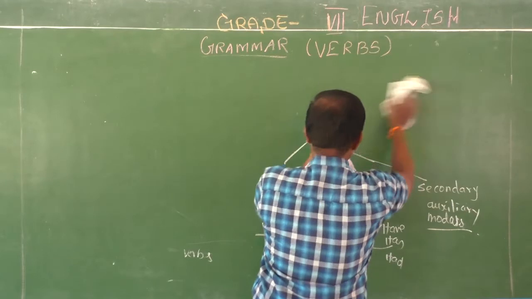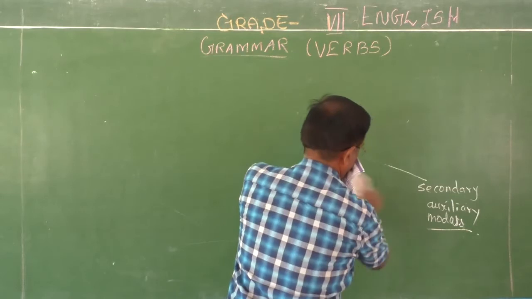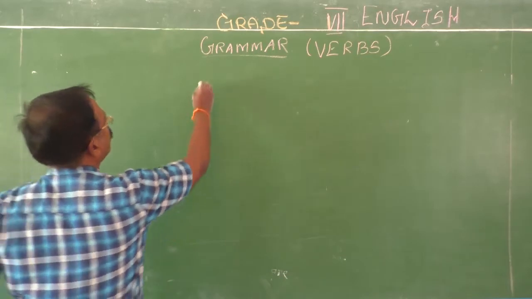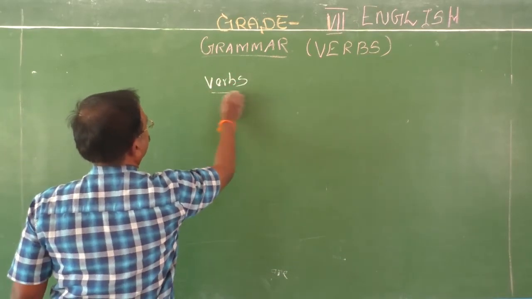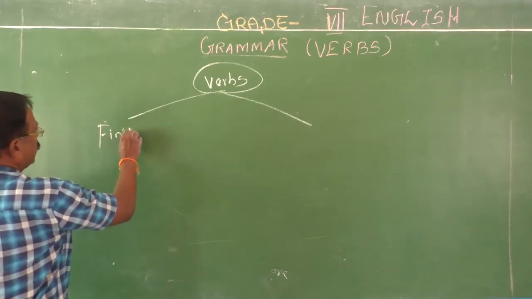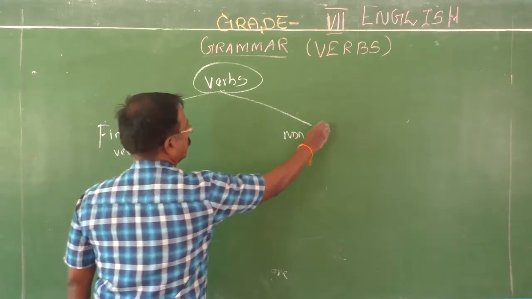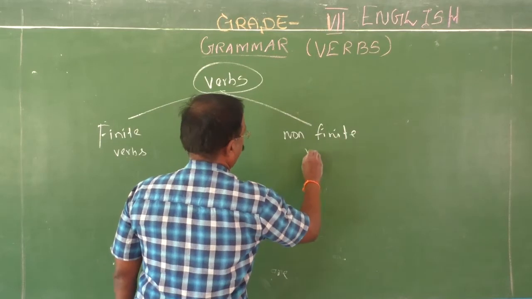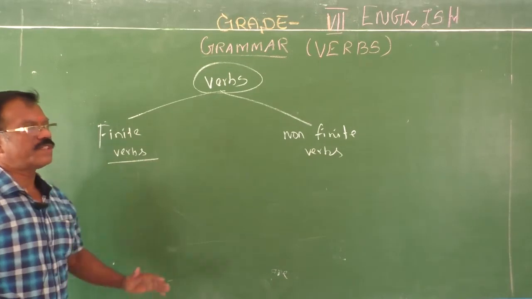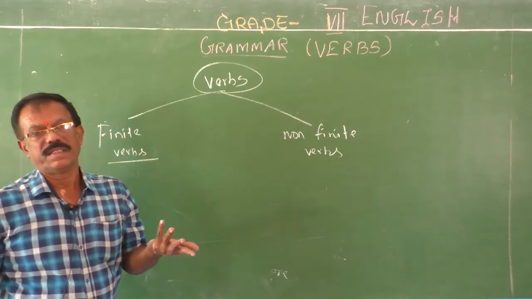Verbs are further classified into two types, kinds or classification of verbs: finite verbs and non-finite verbs. What are finite verbs? Verbs which change according to the number and person are called finite verbs.